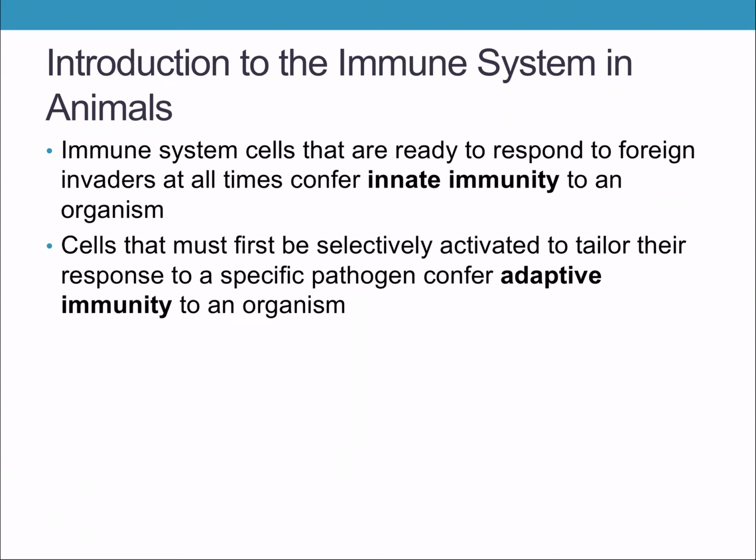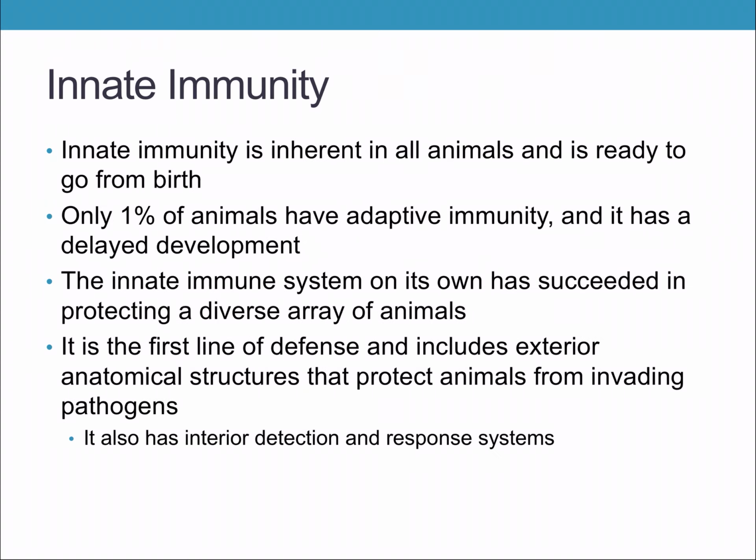Immune system cells that are always ready to confer innate immunity look for anything. These are cells that just go after any pathogen. Adaptive immunity refers to cells that are selectively activated and tailor their response, so it's very specific to a pathogen. Innate immunity is inherent in all animals and is ready to go from birth. So this is immunity to a wide range of infectious agents. Only 1% of animals, including humans, have adaptive immunity, and it has a delayed development. You have to come into contact with something first to develop that immunity. So if you never come into contact with any pathogens, you'll never develop adaptive immunity.